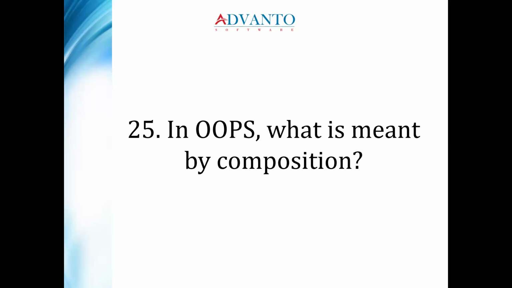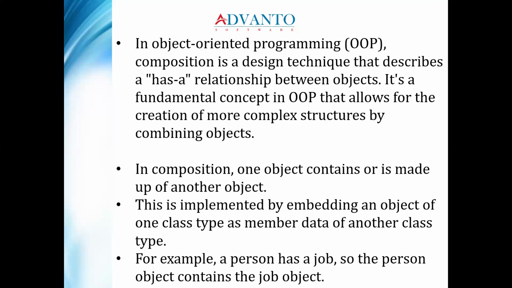Next question. In OOPS, what is meant by composition? In object-oriented programming, composition is a design technique that describes a has-a relationship between objects. It's a fundamental concept in OOPS that allows for the creation of more complex structures by combining objects. In composition, one object contains or is made up of another object. This is implemented by embedding an object of one class type as member data of another class type. For example, a person has a job, so the person object contains the job object.